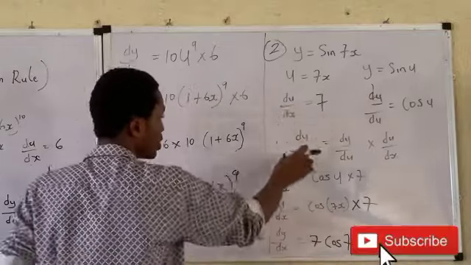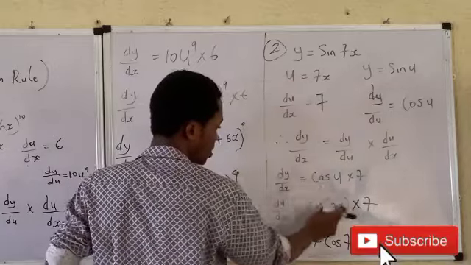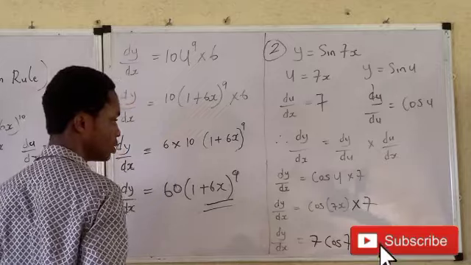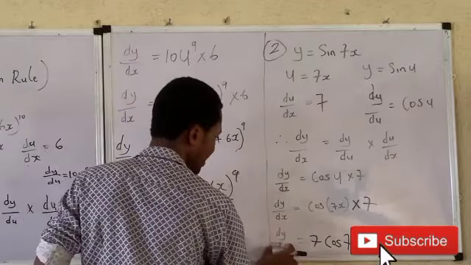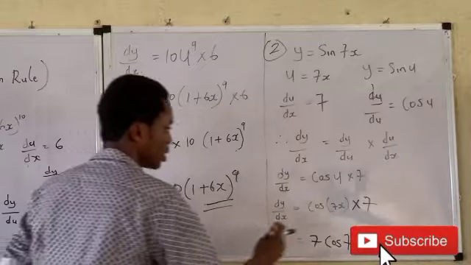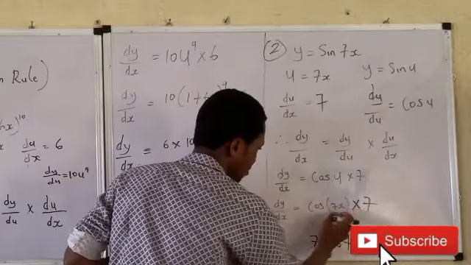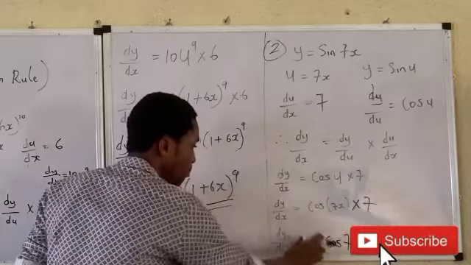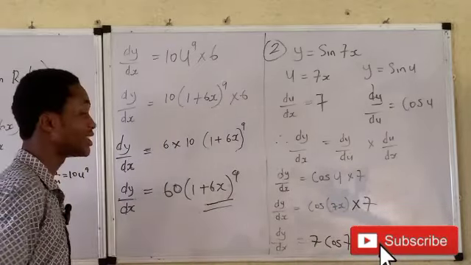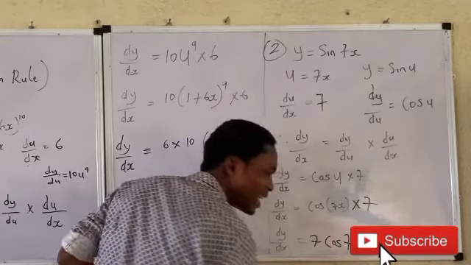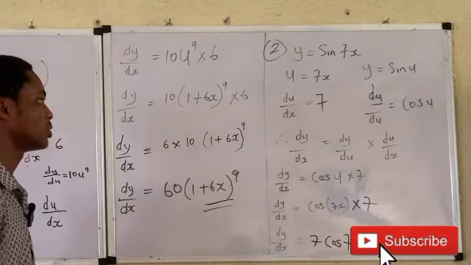Now, dy/dx equals cos u times 7. What is our u here? Our u here is 7x, so replace it by 7x, multiplied by 7. You see, these cannot stick together, so we multiply them. The 7 comes in front of the trig, which will give us 7 cos 7x as the final answer to this question.